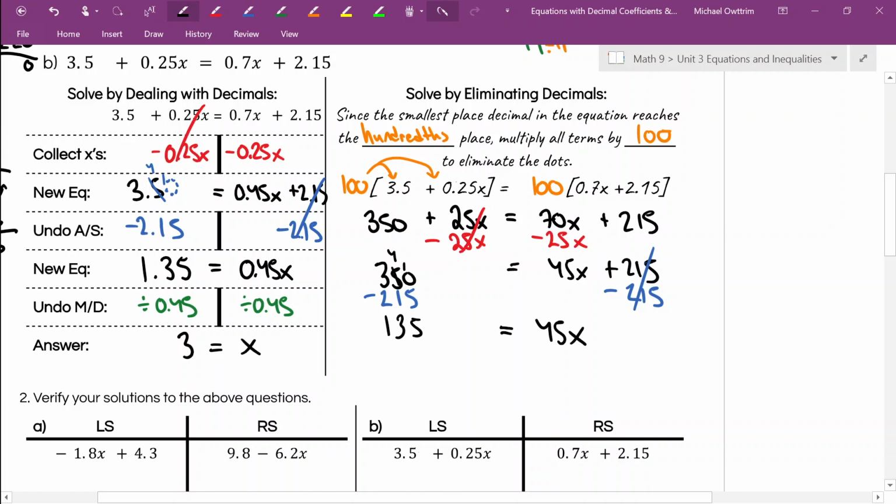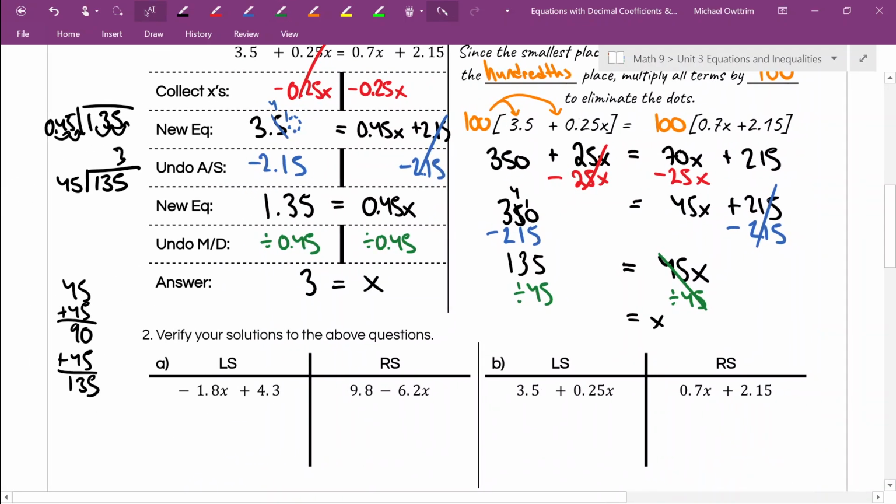And we'll finish up by undoing that multiplication by 45 by dividing by 45. Now you might notice that 135 divided by 45 is just this calculation we did here. So the answer is going to be the same. Of course, it's just 3.